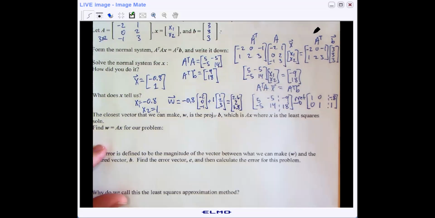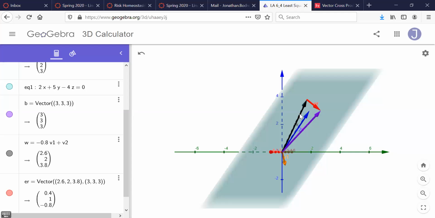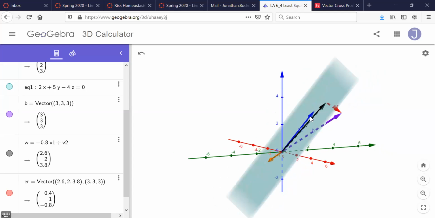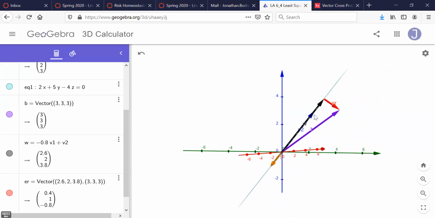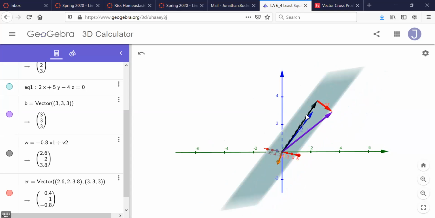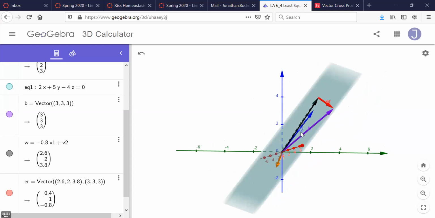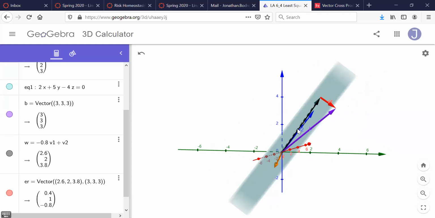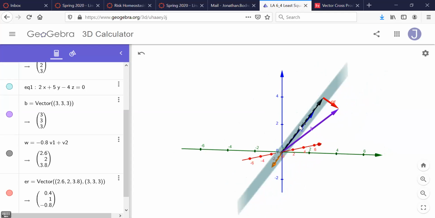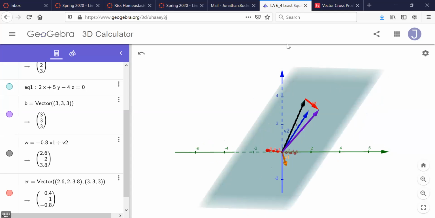In our picture back here, that was the black vector in the plane that's the closest to the purple vector. And to find the error vector, we just take the B vector that we wanted to make but couldn't make and subtract the vector that we could make, to find out what our error is, the difference between those guys. Okay. All right, let's come back to our paper.